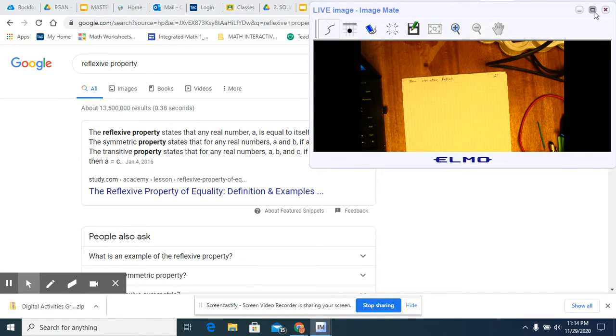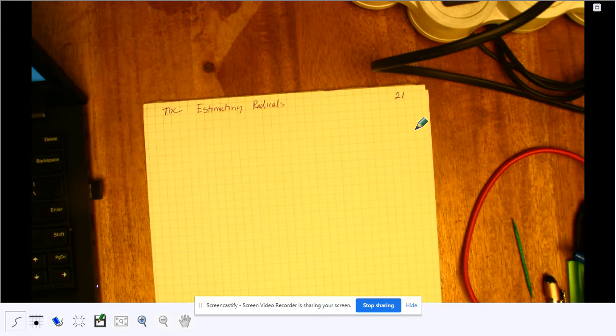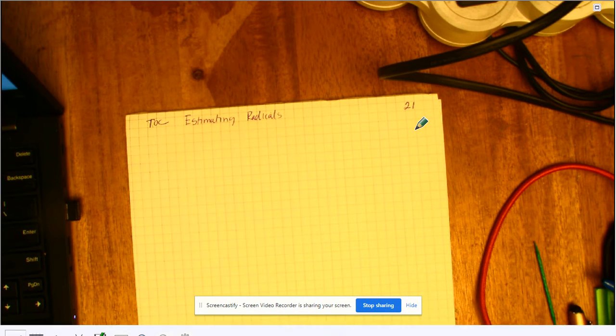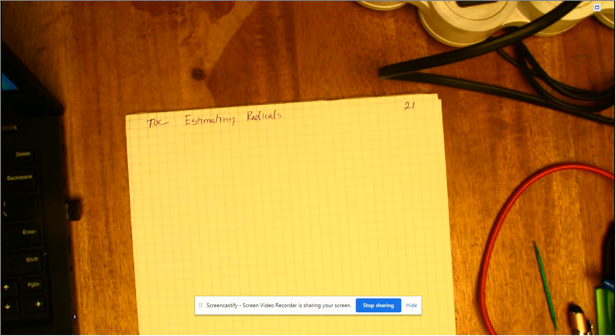Okay, good morning. We're going to talk today about estimating radicals. And we're going to need to be able to do a couple things here. We're going to have to estimate radicals to the closest integer. And we're going to have to be able to estimate radicals to the closest tenths and hundredths place, and maybe even thousandths place. We're going to go over all of that.